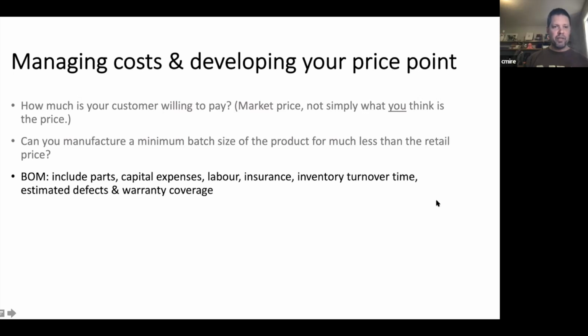So I touched on this just a minute ago. The BOM, the bill of materials: you have to really think about your business and include everything that's going to go into the cost of making this product. Obviously, it's going to be parts. It's going to be capital expenses. Do you need tooling to make this? Do you need drill presses? Do you need CNC machines? Do you need electronics manufacturing equipment? Do you need anything to inspect your electronics, microscopes, all those kinds of things? All those are capital expenses.